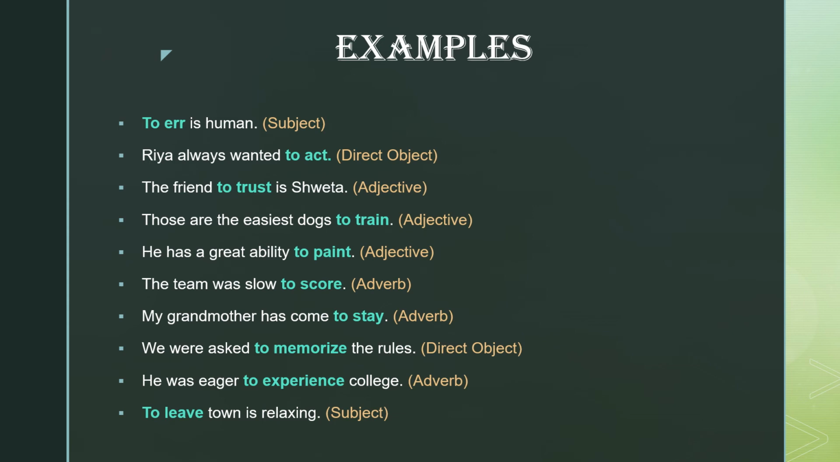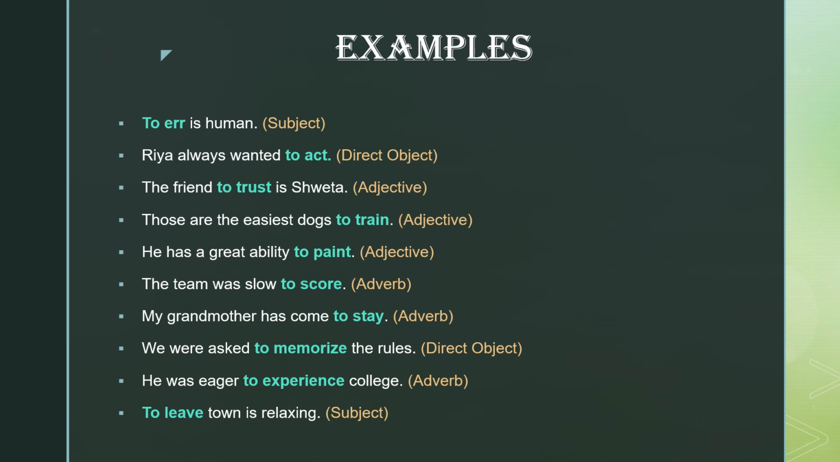Those are the easiest dogs to train. Again, train here is acting as an adjective because it modifies the noun, which is dogs. He has a great ability to paint. This particular to paint modifies ability, which is a noun again. Therefore, it is acting as an adjective.